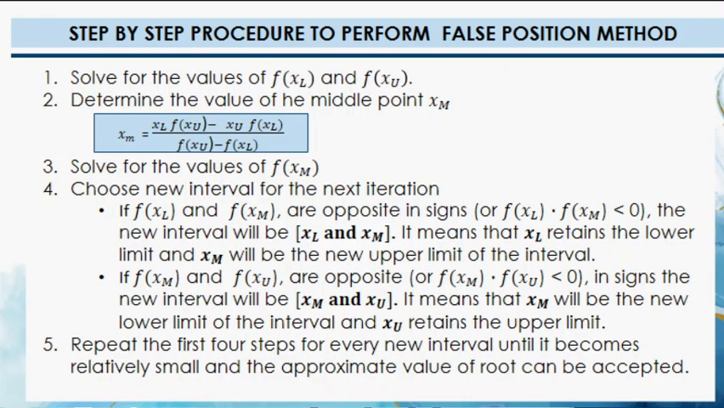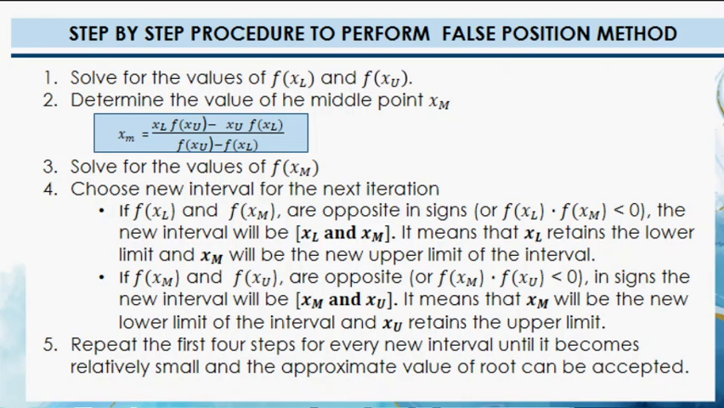So repeat the first 4 steps for every new interval until it becomes relatively small and the approximate value of the root can be accepted. So, ulitin lang natin yung step 1 to 4. And then, for step 5, lahat na makukuha nating value, mas maganda kung ipipresent natin siya in tabular form para mas madali nating makita kailan ba nagkakaroon ng pagbabago dun sa mga sign and mas madali nating makita kung nagkakaroon pa ba ng changes dun sa mga values natin or na-reach na natin yung hinahanap natin na roots.